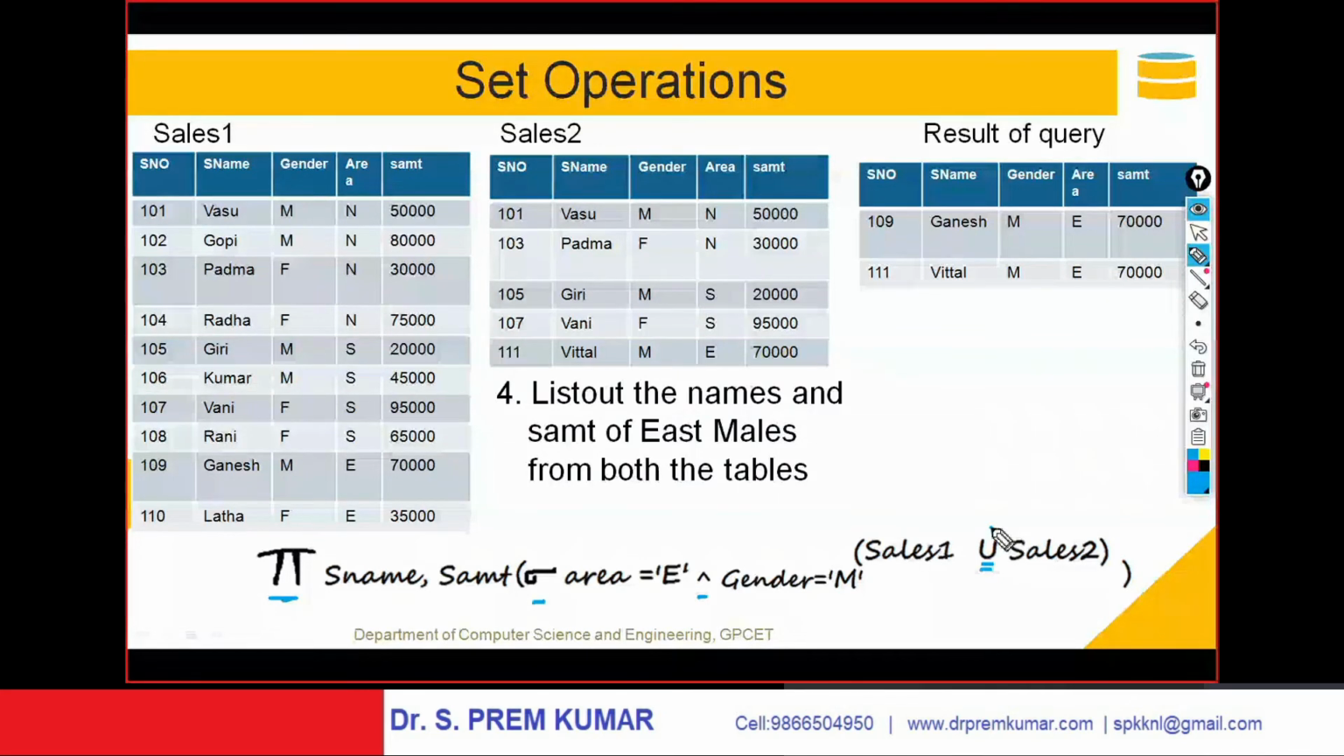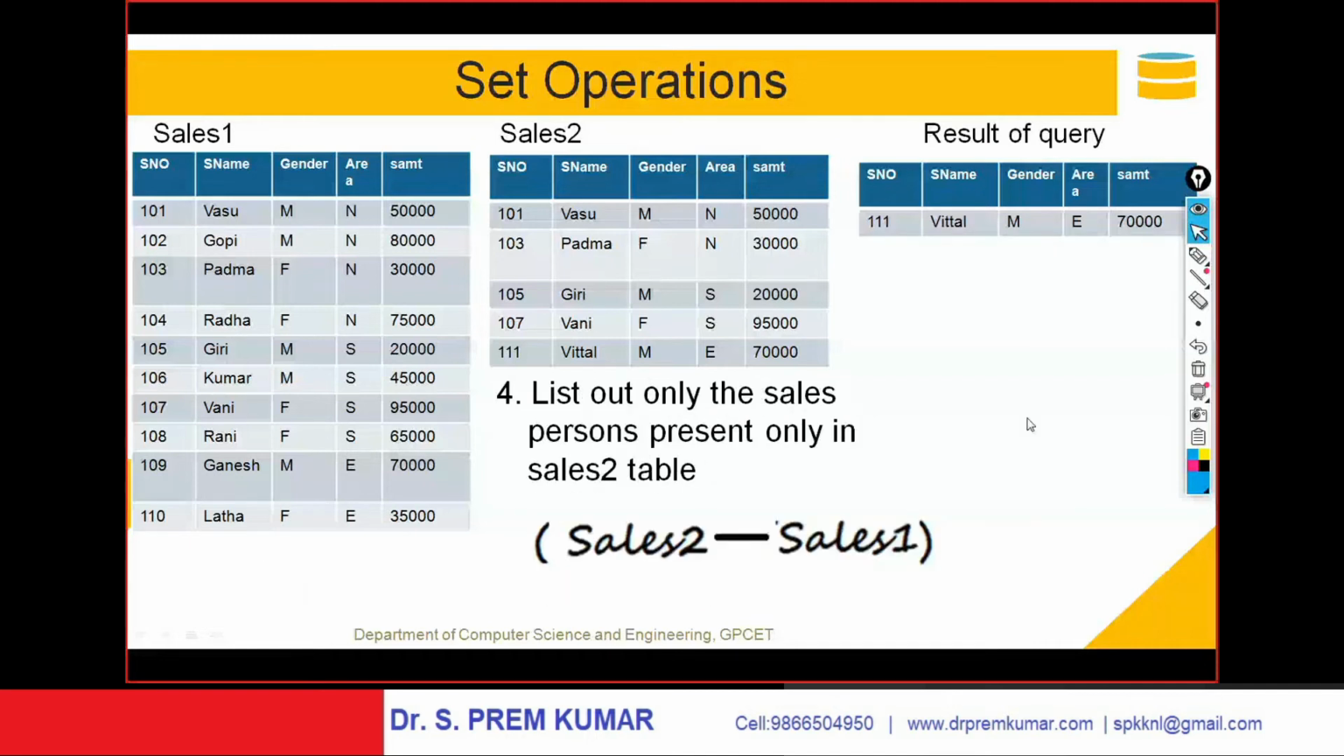Let us go ahead with the next concept. Your question is very simple. List out only the salespersons present only in the sales 2 table. The salespersons who are available only in sales 2 table I want. I want to list out the salespersons present only in sales 2 table. I want those salespersons.